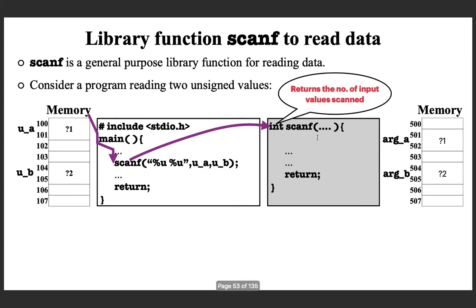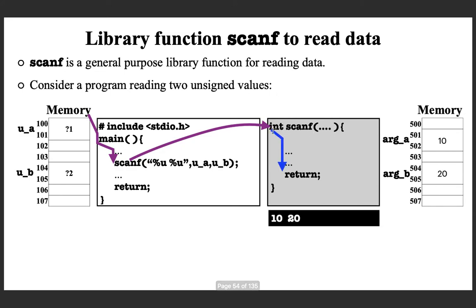Now let us see what is this int. It says that the scanf function is going to return an integer. And what is it? It's not actually the input that you are going to read, but it is actually the number of input values that you are reading using the scanf function. In this case, it will be 2. Now, suppose you execute that function and the user is giving 10 and 20 as the two unsigned numbers. So, the arguments will get 10 and 20. Till now, everything is good, and now you have a return statement.